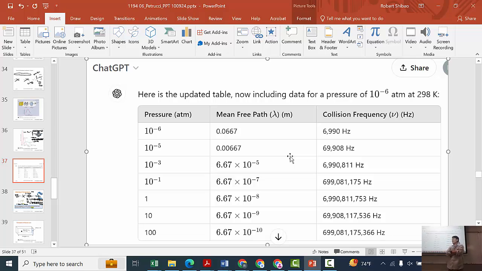7 centimeters might not sound like that big of a distance, but that's a huge distance compared to the size of an atom. How big are atoms?